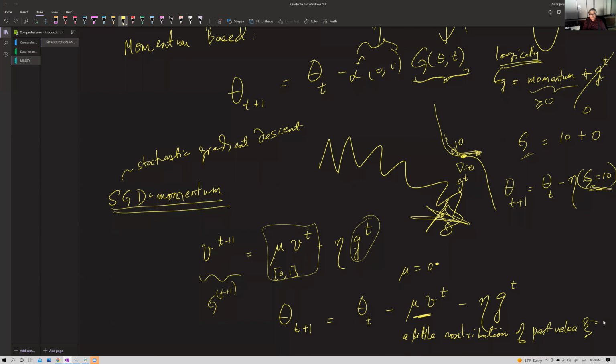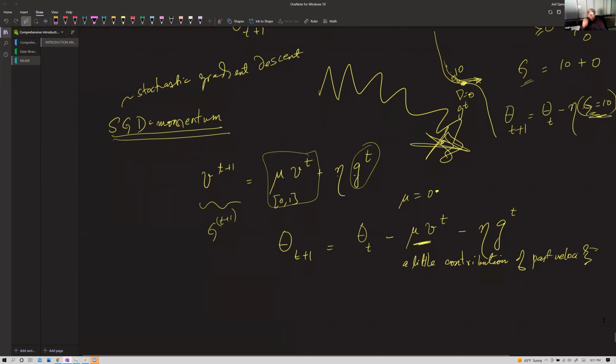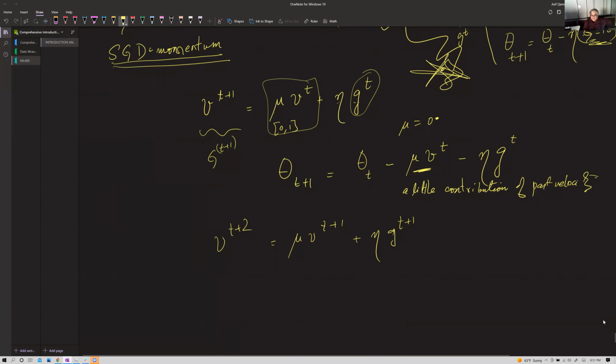And this past velocity, V2, you can keep doing this. Now you will realize that what it means is that the past gradients it has encountered... if you look at Vt plus 2, this will become mu Vt plus 1 plus eta Gt plus 1. And if you substitute the value here, it is mu times (mu Vt plus eta Gt) plus eta Gt plus 1.